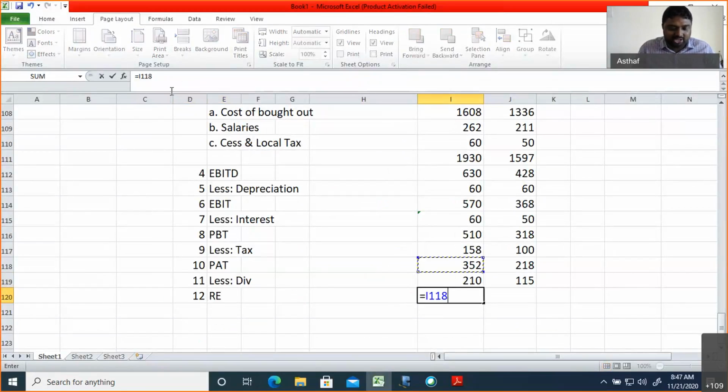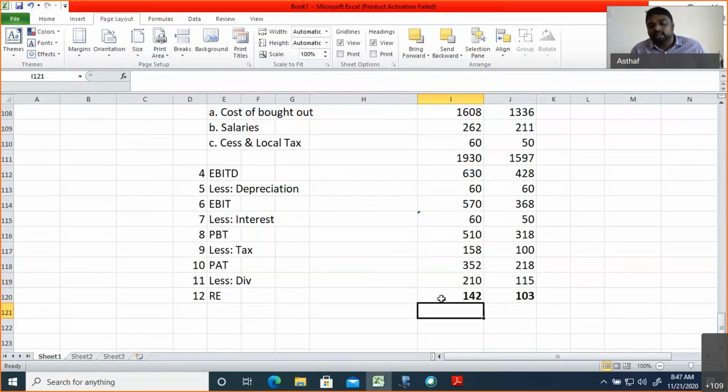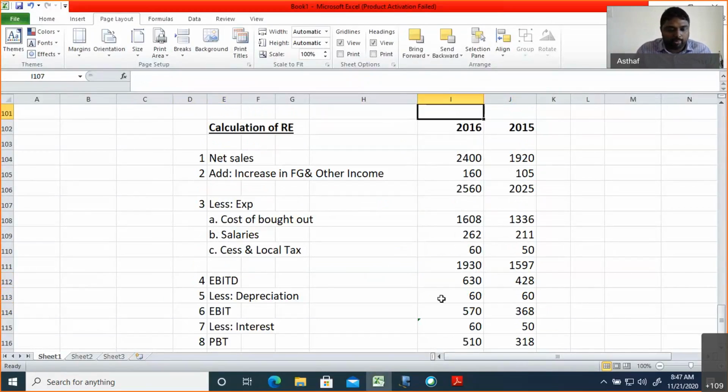See, we are just finishing it for you, my dear friends. This is your retained earnings: 143 and 103. Now look here, this I will show you. You can copy once again.